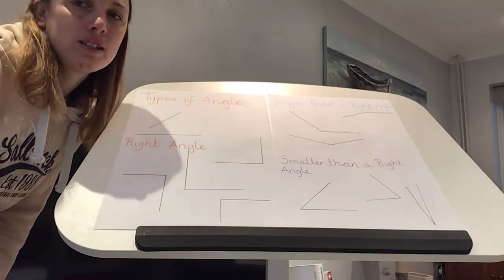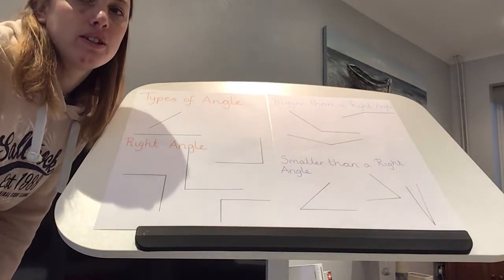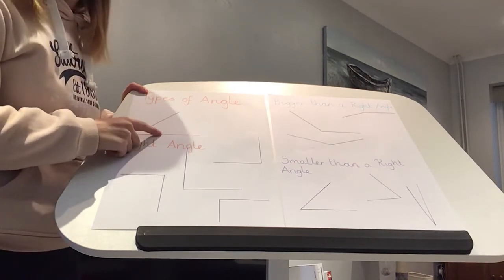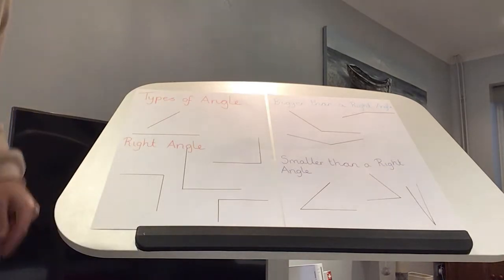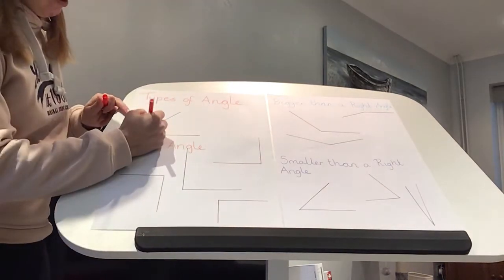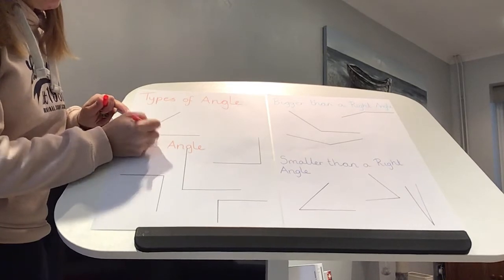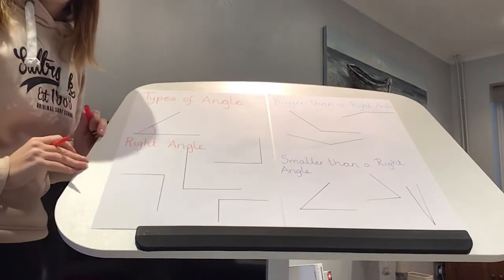Today's lesson is all about angles, and this will link to our work on shapes. An angle is caused when two lines join together. Here we have two lines. If these lines continued until they met, you have created an angle. It's the space between the two lines.